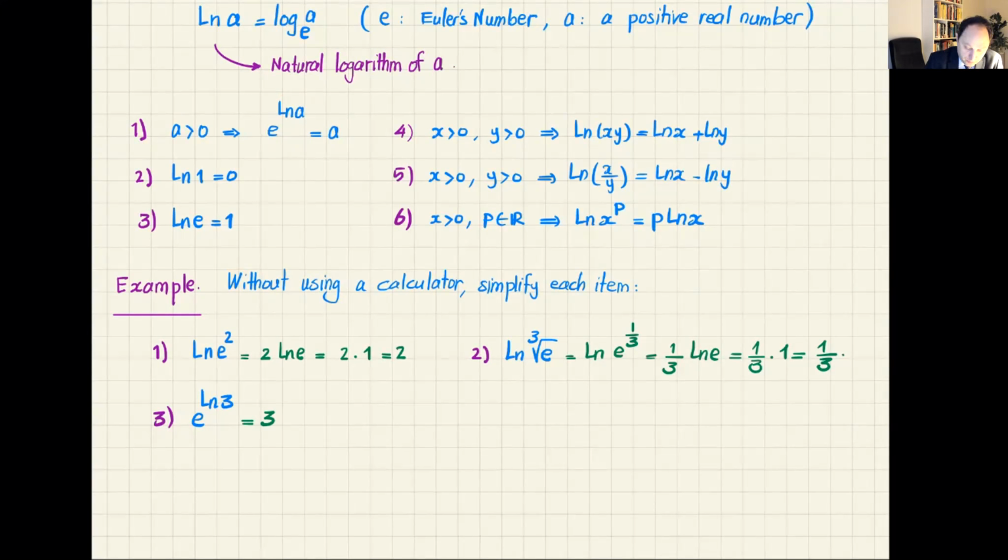Okay, so number 4. What happens if we have this situation, e to power 2 ln of 3? So we want to solve this problem. Immediately we cannot use any of these formulas, because if you want to use this formula, there shouldn't be any number in front of the ln, or that number is 1, but here this number is 2. You can solve it in 2 different ways. One way that I myself prefer is to do this.